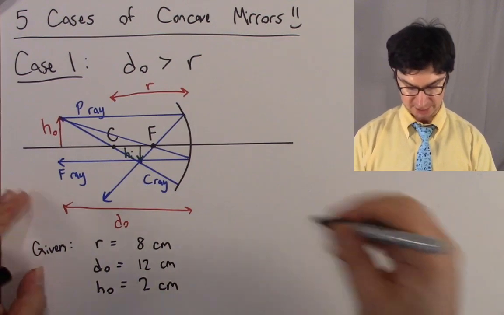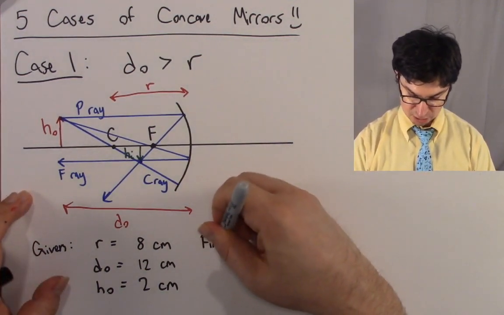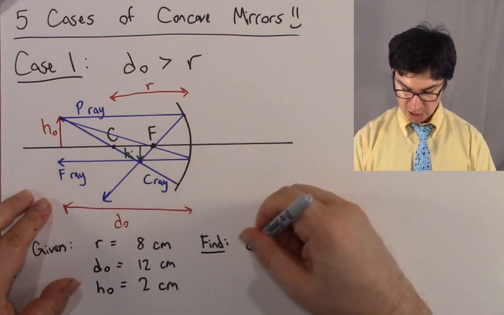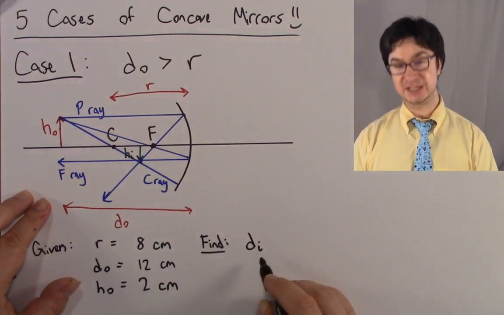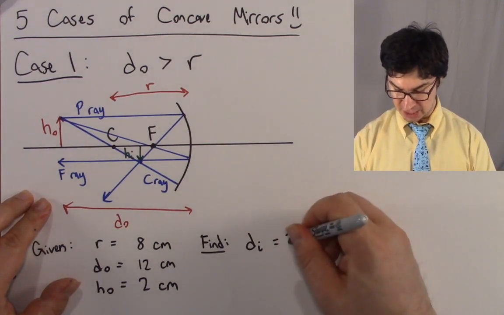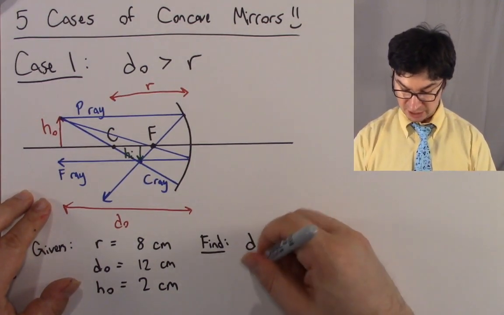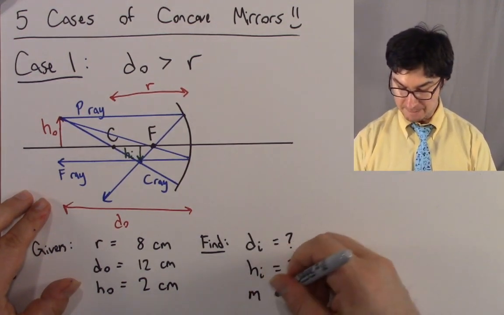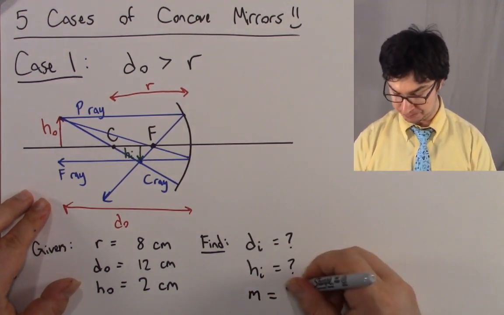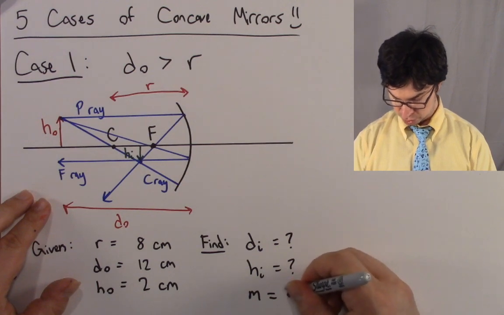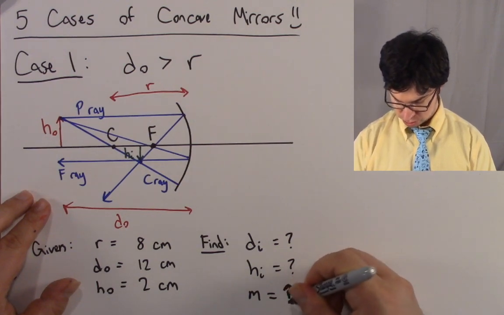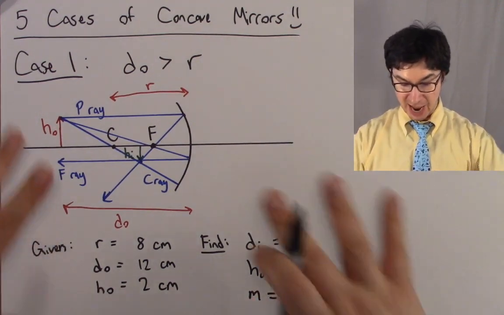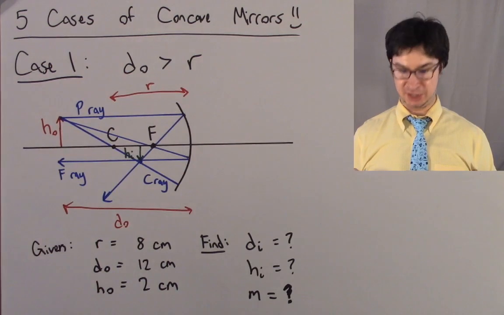What might we want to find? We might want to find the location of the image, the DI, the image distance. So DI equals question mark. We might want to find the height of the image, HI equals question mark, and we might want to find the magnification of the image, M equals question mark. All right, so let's take a look at how we would find these things.